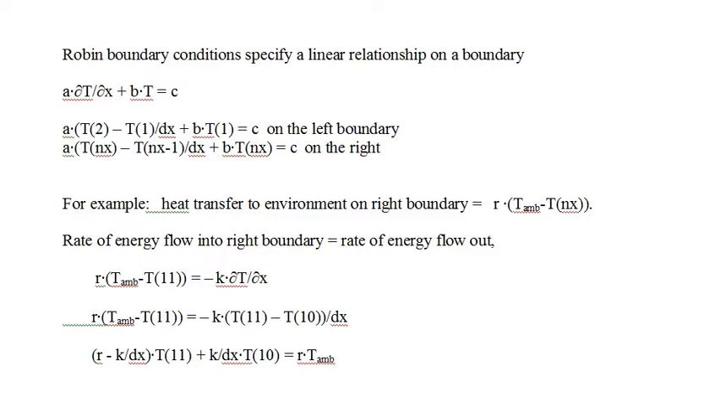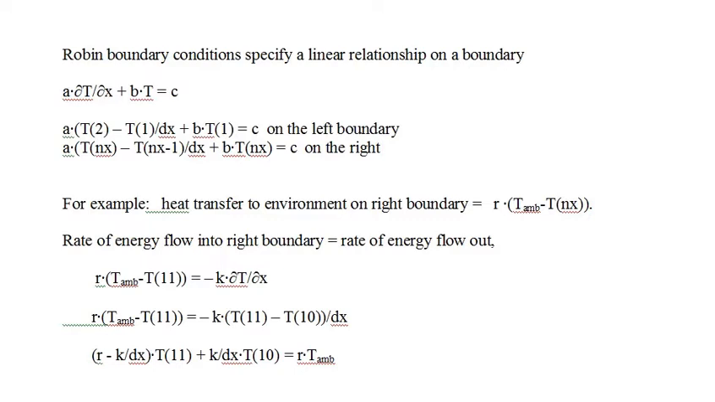A Robin boundary condition thus has the form A times the partial derivative of temperature, in our case with respect to x, plus B times the value of temperature on the boundary equals C. So the computational equation for this boundary condition on the left boundary would take the form A times (T2 minus T1) divided by dx plus B times T1 equals C. And on the right boundary would take the form A times (Tnx minus Tnx-1) divided by dx plus B times Tnx equals C on the right boundary.